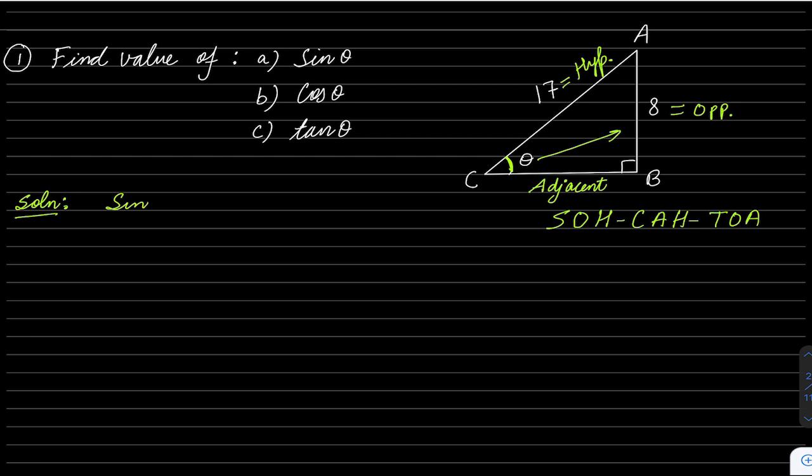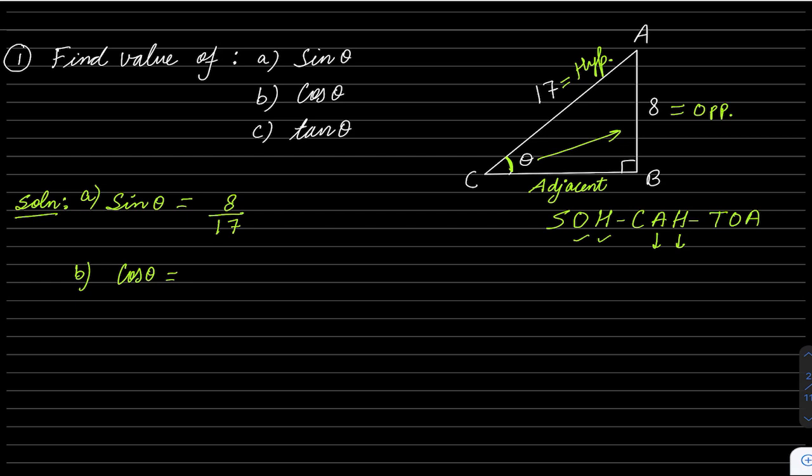To write the value of sine theta, what do we need? Sine theta is opposite divided by hypotenuse, as we can see here. So opposite is 8, hypotenuse is 17. That's it, done. This is my first part. Now let's see cos theta. Cos theta is adjacent over hypotenuse. But we don't know the value of adjacent. We know the hypotenuse, but we don't know the adjacent side. So first thing that we will do is find this adjacent side.